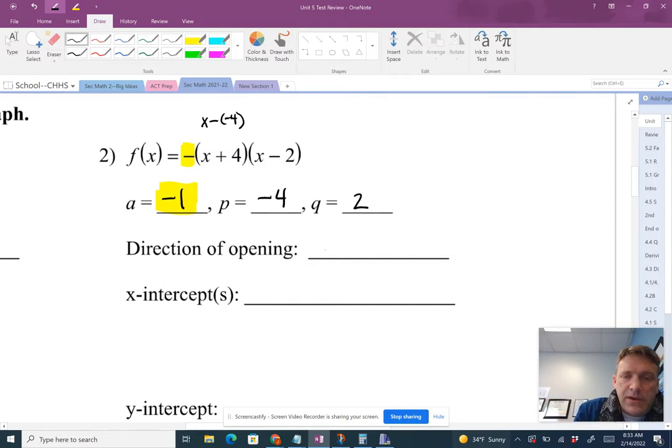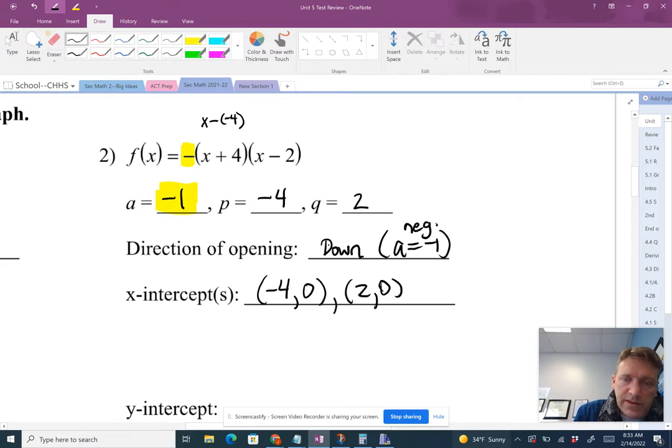The direction of opening: it opens down because a equals negative 1, and that's negative, so it opens down. The x-intercepts are at (negative 4, 0) and (2, 0). Remember that the factored form is the easiest thing to use to get the x-intercepts.